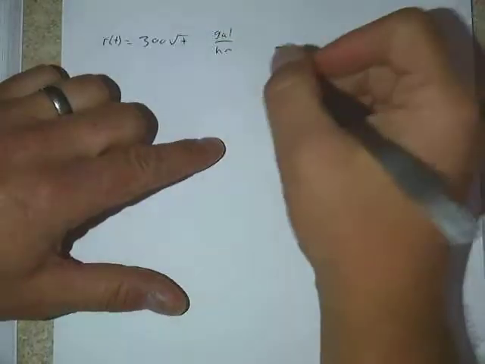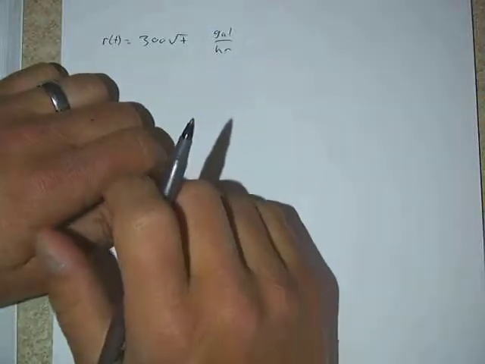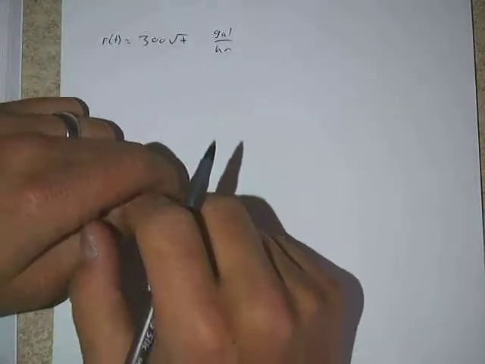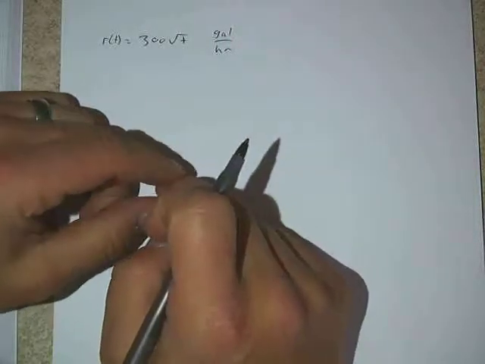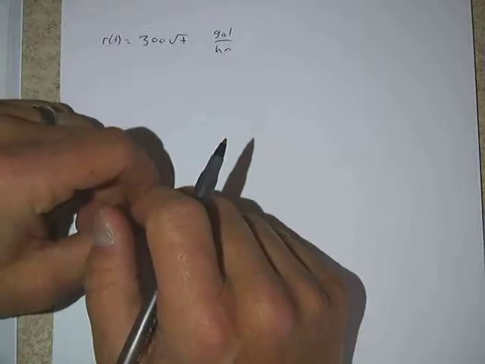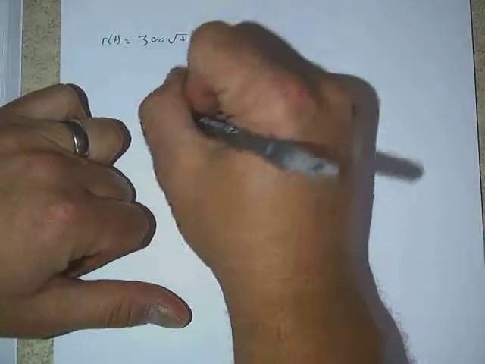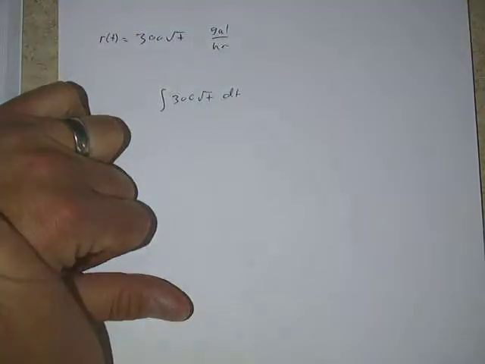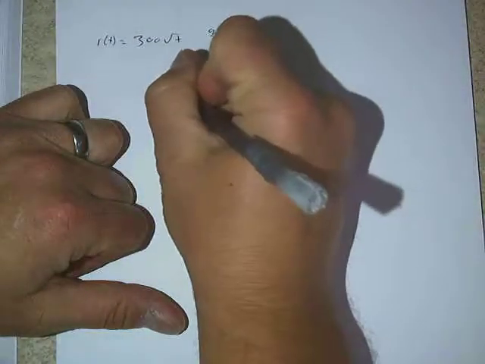43, we have a rate function given. This is a tank filled with water at a rate of 300 radical t gallons per hour. So this is our rate function. It's measured in gallons per hour. Time is greater than 0. If the tank is originally empty, how many gallons of water are in the tank after 4 hours?